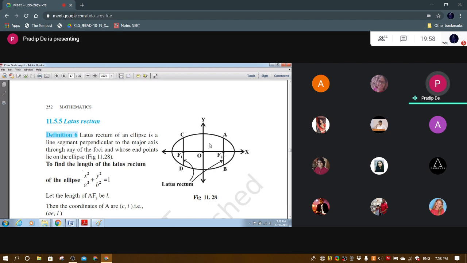By putting x equal to AE in the equation x square upon a square plus y square upon b square equal to 1, we will get the value of y. They are the coordinates at A and at B. And you will find that AB is 2b square by a. AF2 will be b square by a. F2B will be b square by a. So AB is 2b square upon a.